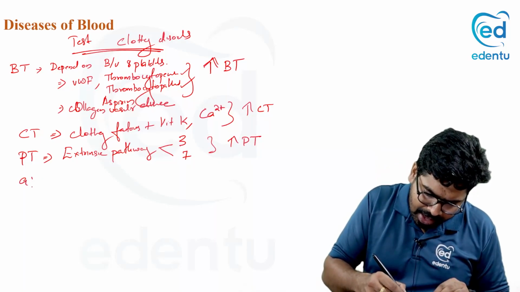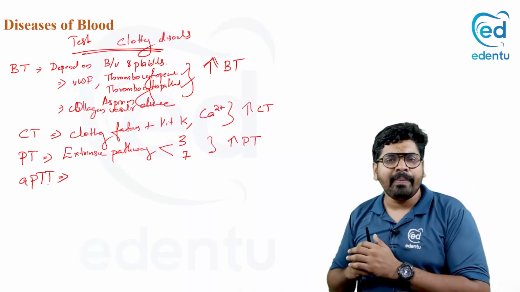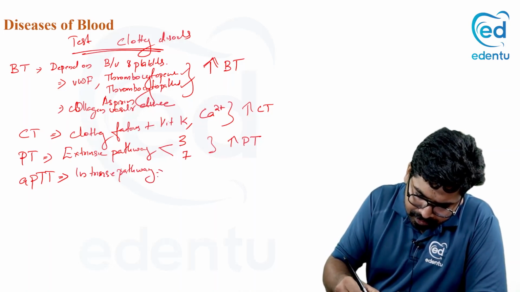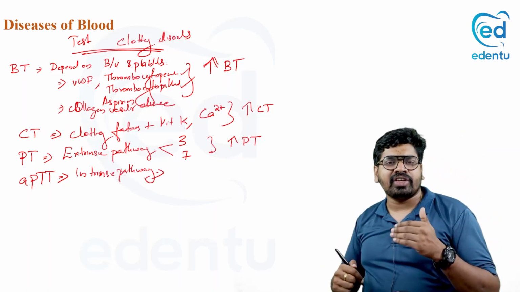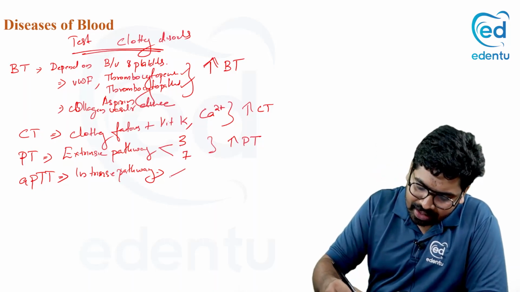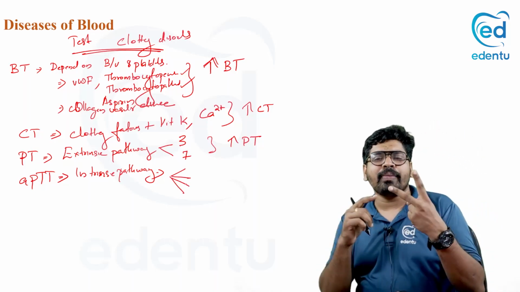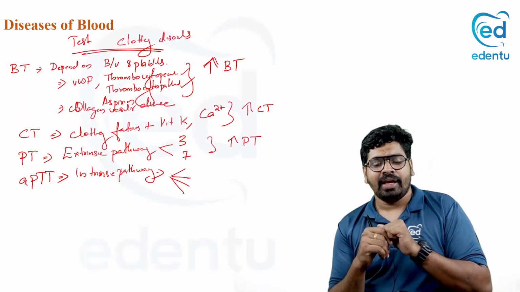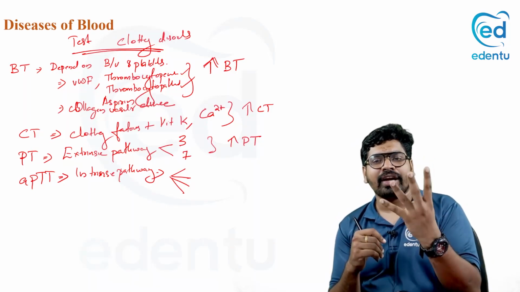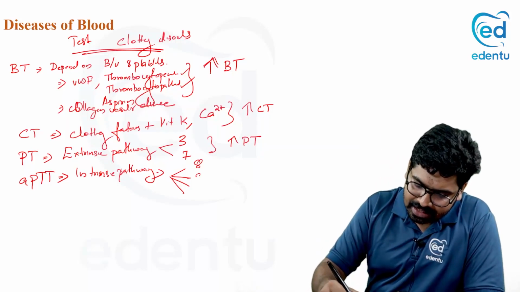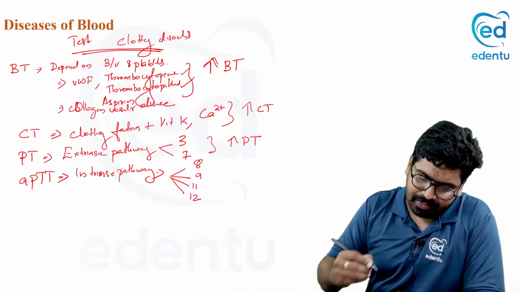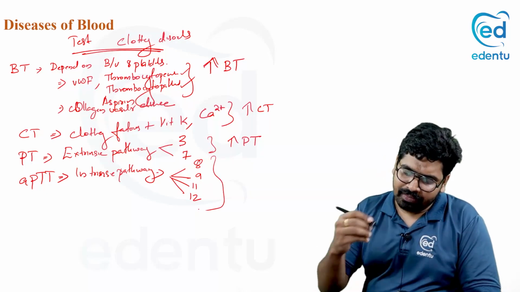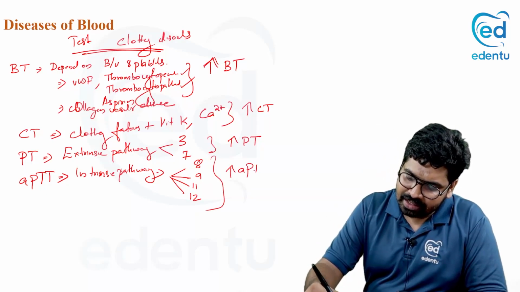Now coming to the APTT. APTT measures the intrinsic pathway. What are the factors in APTT? In prothrombin time, PT, there are two factors, 3 and 7. In APTT there are four factors, your 8, 9, 11 and 12. So if there is any problem with these, there is an increased APTT.